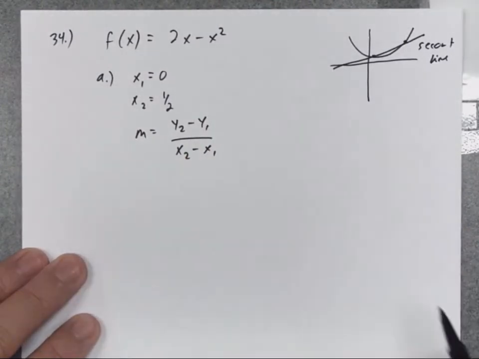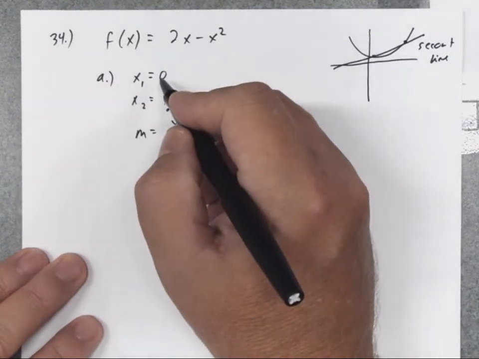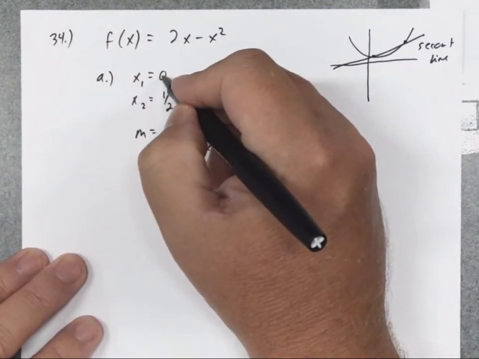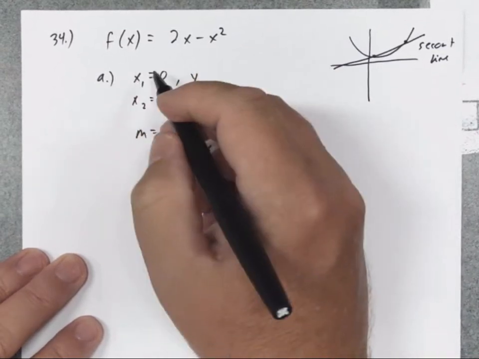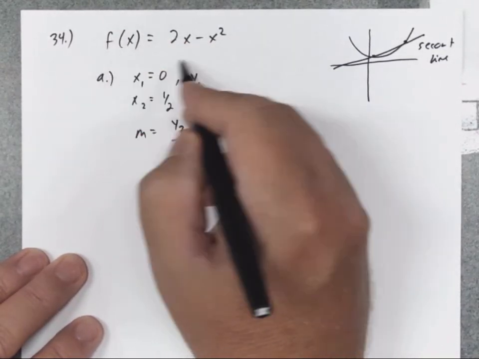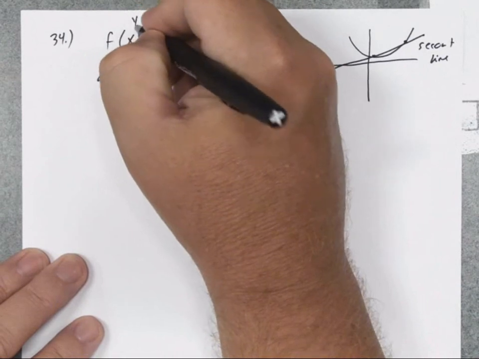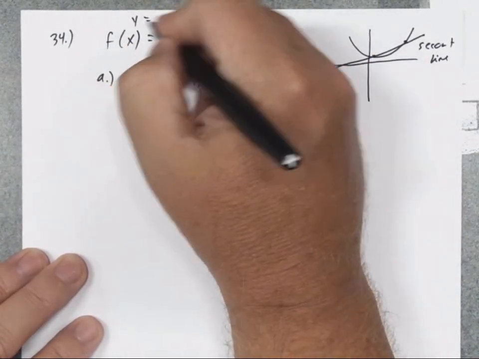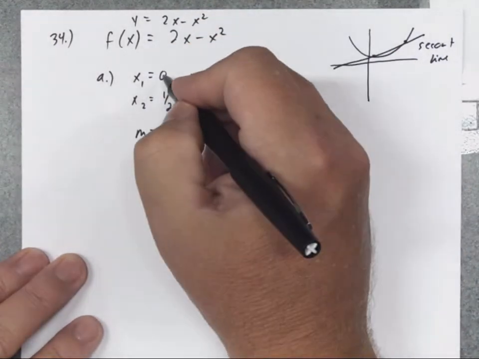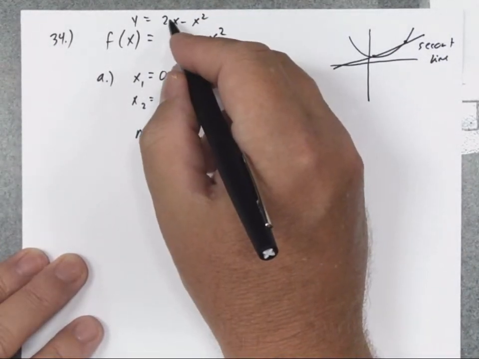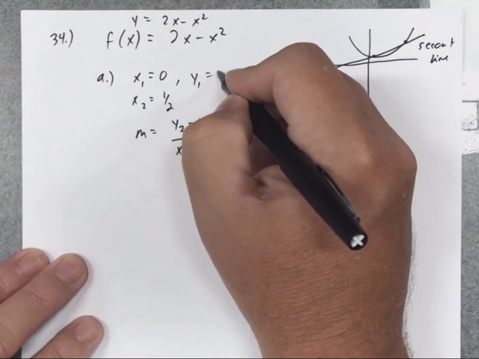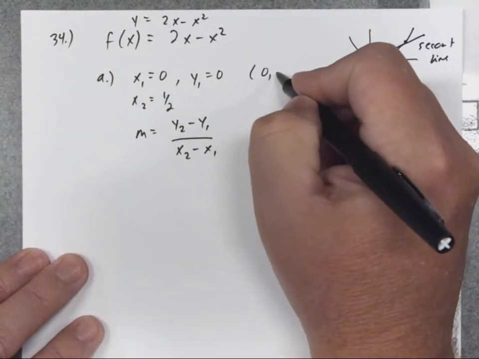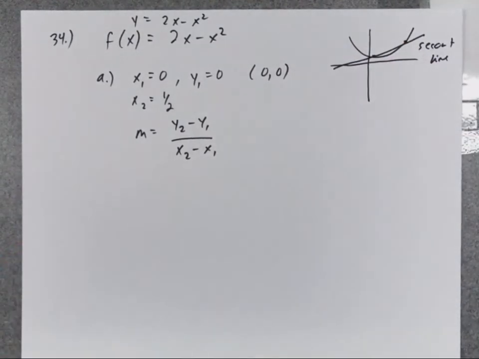Well, I don't have all the information quite yet for 2 points. Here's my first point. If x1 is 0, how do I find y1? You go back to your original function. Once again, we can think of this as y equals 2x minus x squared. Plug in 0 for x. What do you get for y? 0. So here's 1 point on my line, (0, 0).